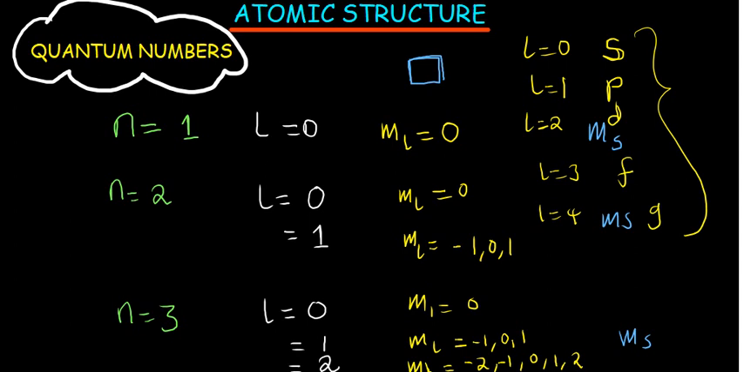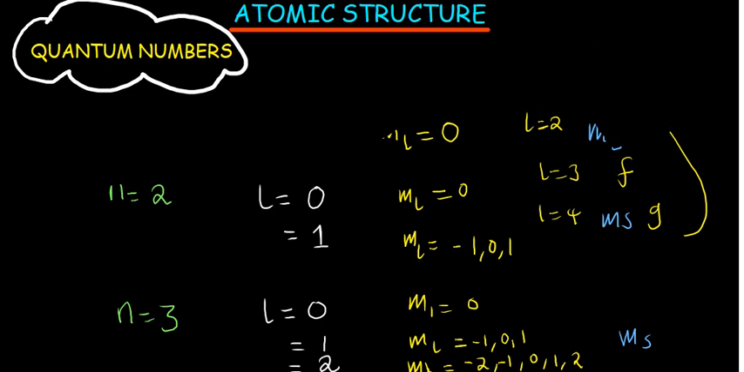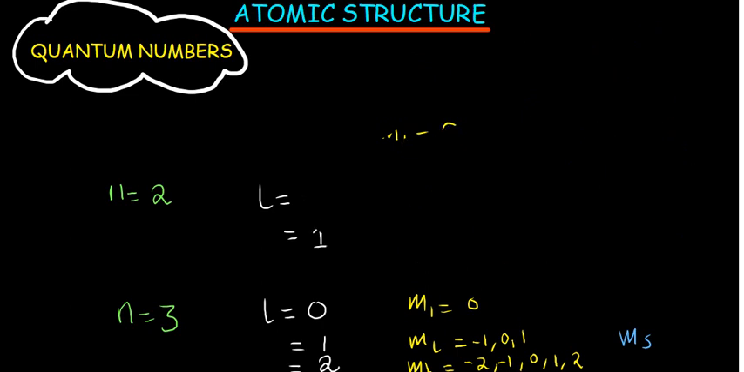Okay, so please you need to know every time L is equal to 0, that is an s orbital. L is equal to 1 is a p orbital. L is equal to 2, that's a d orbital. So whenever you are representing an electron, you should represent it with all the four quantum numbers. Then you have described it fully.